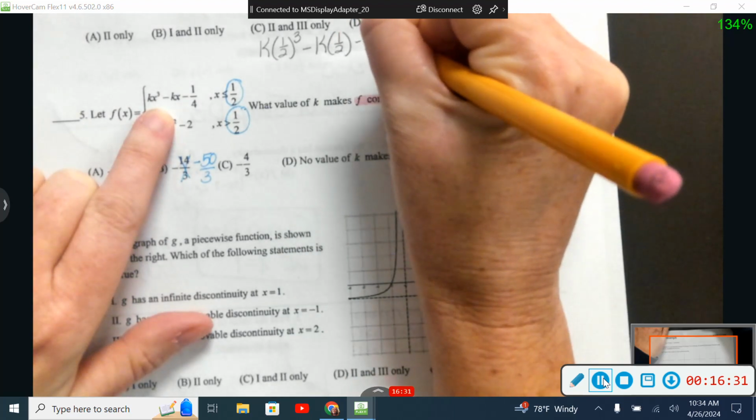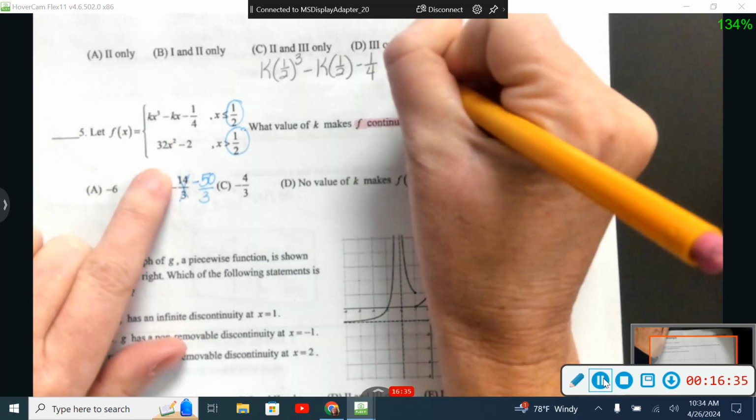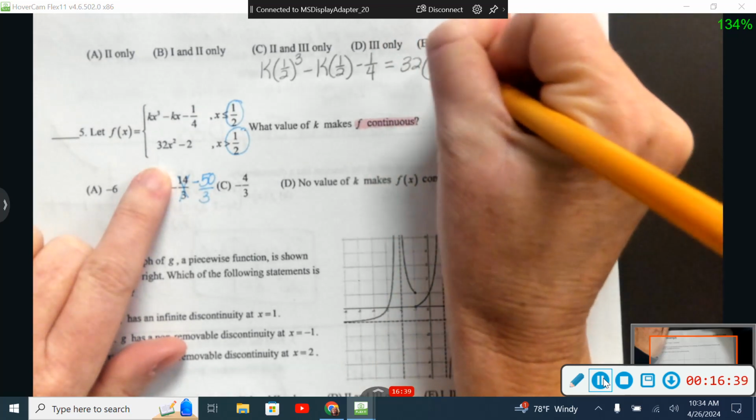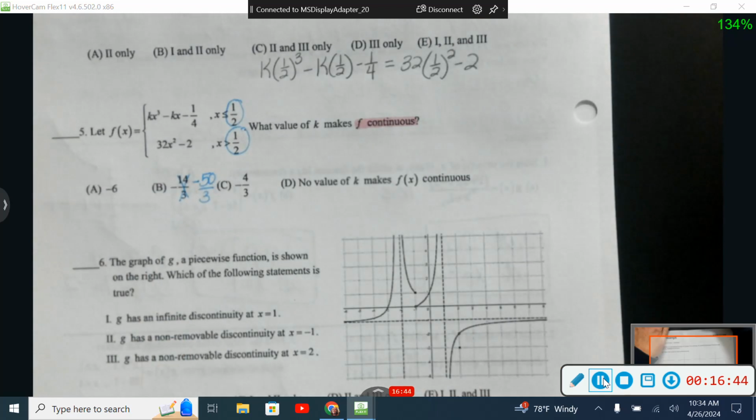Then I'm going to set it equal to 1/2 plugged in for x in the second piece. So the first thing you want to do is take the number they've given you and plug it in for all of the x values and set them equal to each other. Let's do a little algebra.